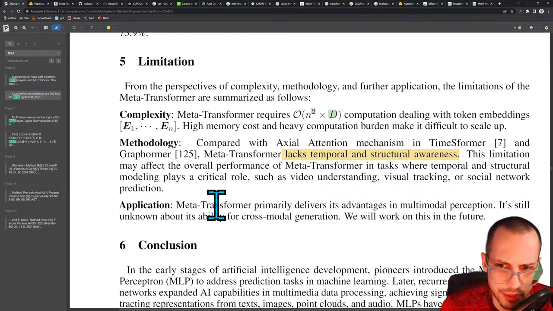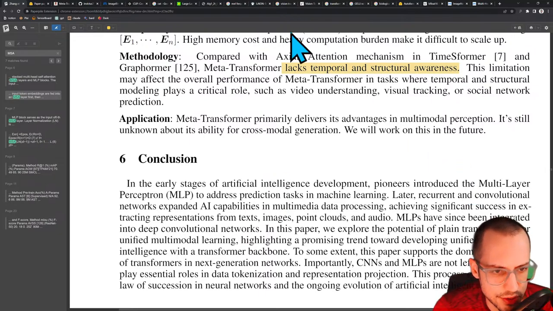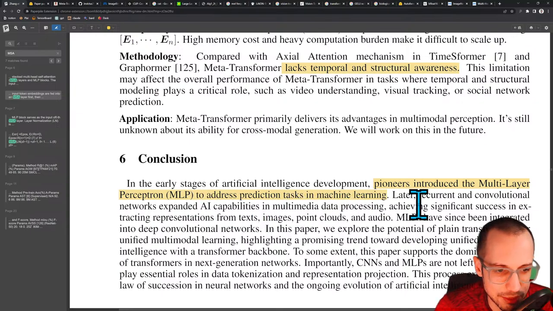What? MetaTransformer primarily delivers advantages in multimodal perception. It's still unknown about its ability for cross-modal generation. We will work on this in the future. In the early stages of artificial intelligence development, pioneers introduced the multi-layer perceptron to address perception tasks in machine learning. What a reference. Later, recurrent and convolutional networks expanded AI capabilities in multimedia data processing, achieving significant success in extracting representations from text, images, point clouds, and audio. MLPs have since integrated into deep convolutional networks.